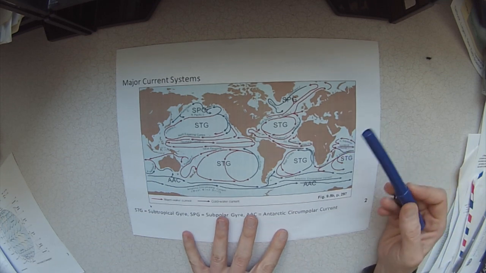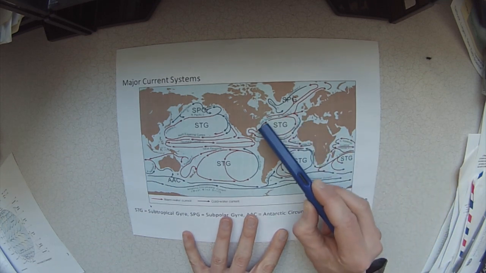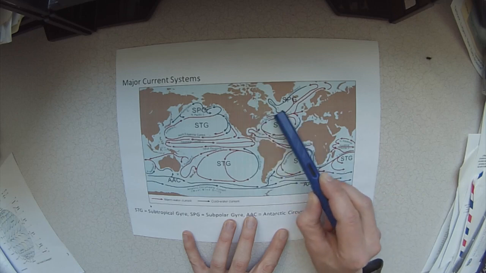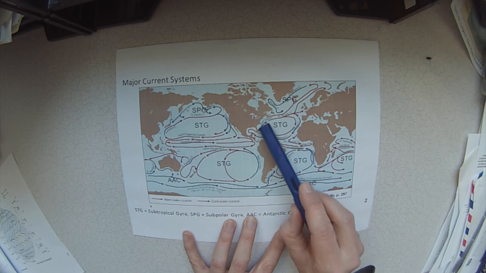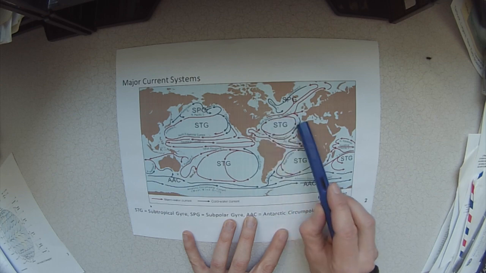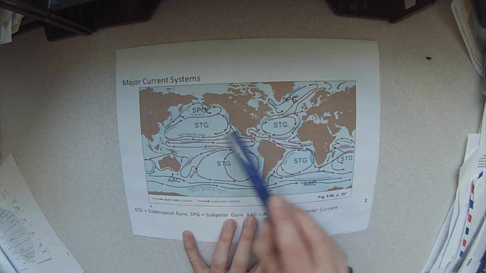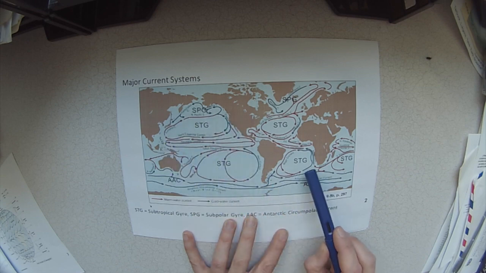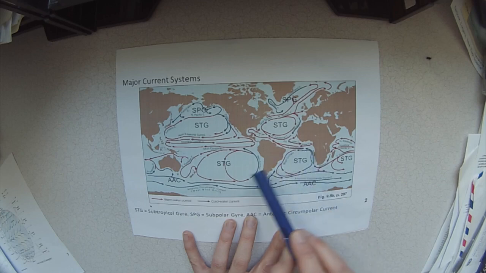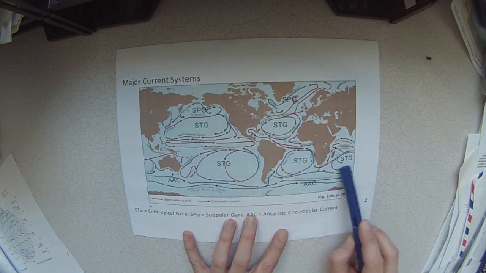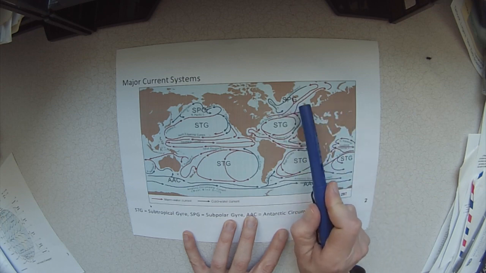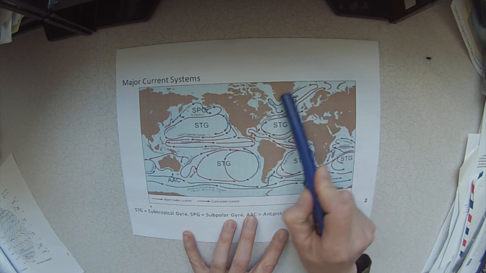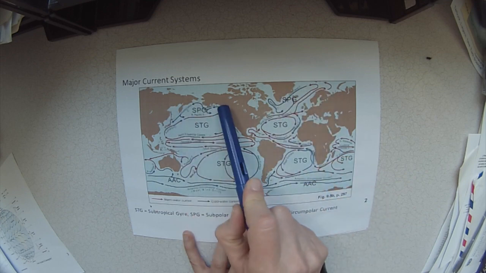You can see here we have these gyre circulations. Gyres are basin scale, roughly circular systems of currents. And we have subtropical gyres, I've labeled STG, here in the northern hemisphere, in the North Atlantic and the North Pacific. And we have subtropical gyres in the southern hemisphere, in the South Atlantic, in the South Pacific, and in the Indian Ocean. There are subpolar gyres, labeled here SPG. There's one here in the North Atlantic and another in the North Pacific.